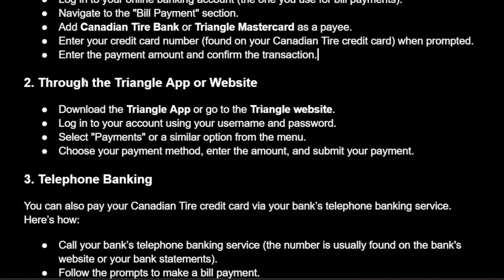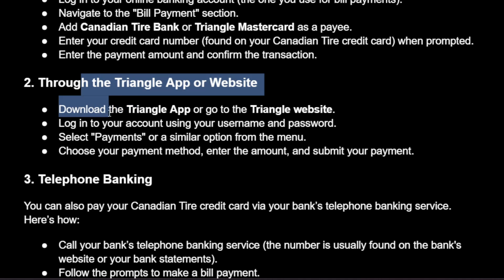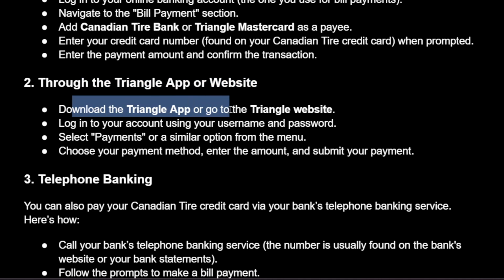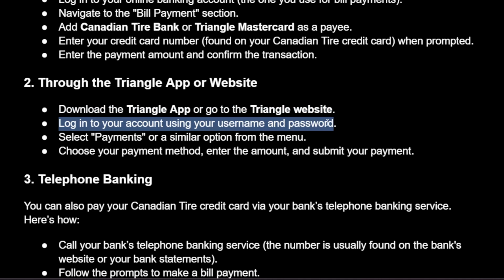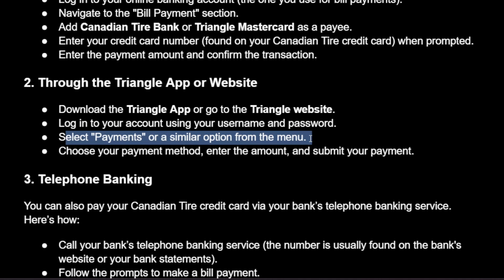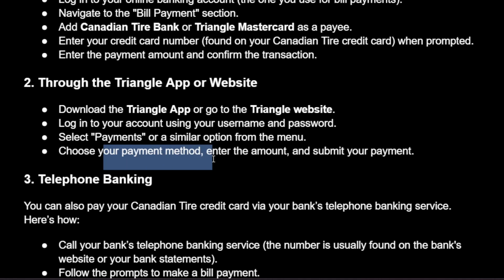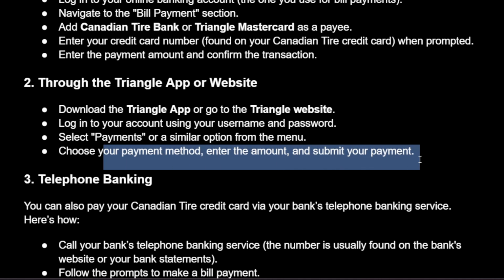You can also do this through the Triangle app or website. You will download the Triangle app or go to the Triangle website, log into your account using your username and password, and then select payments or a similar option from the menu. Choose your payment method, enter the amount, and submit your payment.